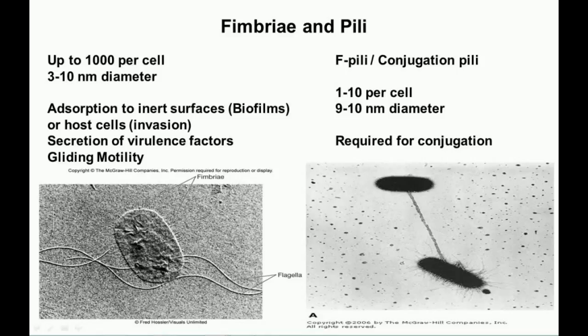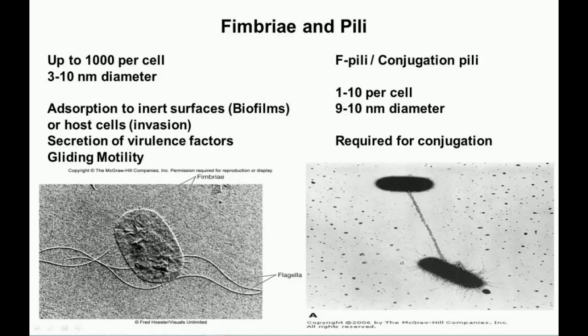A couple more things that you can find on the outer surface of a bacterial cell: fimbriae and pili. Actually, I never did Latin in school, so don't ask me how to pronounce these things. Now, what I can say is these structures are small filaments on the outside of the cell.